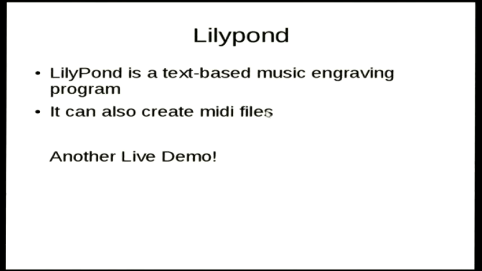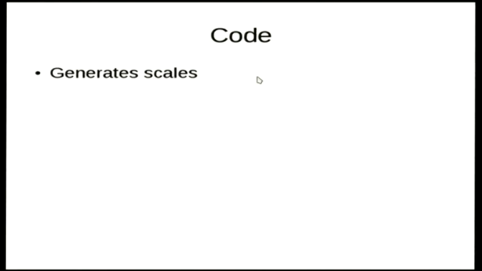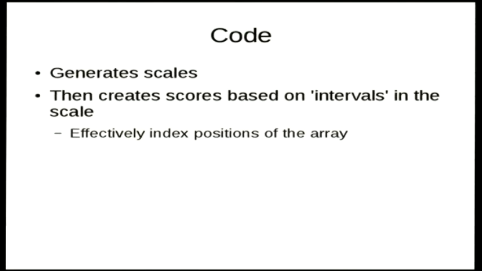So the code's all PHP. It works pretty much entirely through just generating scales. It generates them itself. I haven't actually hard-coded the scales as such. I've just given it the intervals for the scales, so I haven't put in that a D major is a D, an E, an F sharp, etc. I just say, okay, it's a second, etc. And then it creates the scores based on a loose approximation of what an interval is.